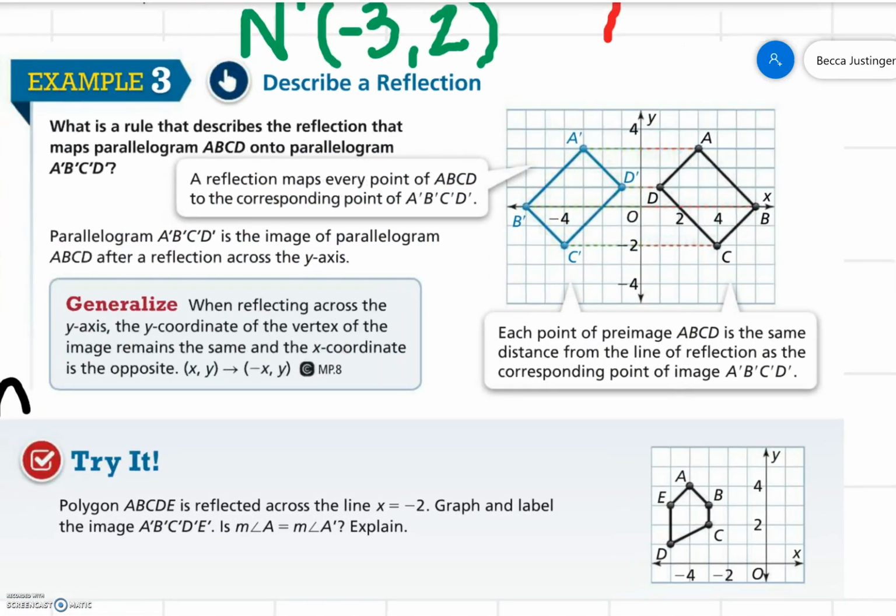All right, example number 3, describe a reflection. So what is a rule that describes a reflection that maps parallelogram ABCD onto parallelogram A prime, B prime, C prime, D prime? So at this point, they're giving you the two figures, the image and the pre-image, and they want to know where was it reflected? Where is the middle line? Well, if you look and draw a line right in the middle of the two figures, that line lays on the y-axis. So parallelogram A prime, B prime, C prime, D prime is the image of parallelogram ABCD after a reflection across the y-axis.